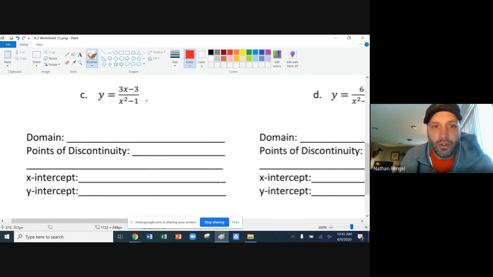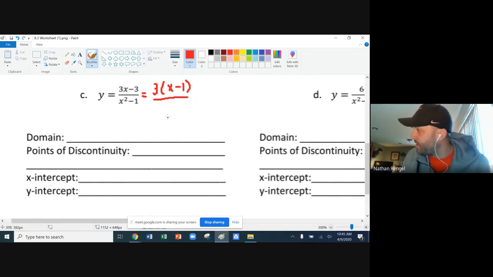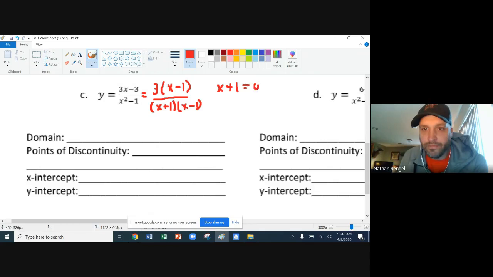So just like we did before, we are going to factor everything before we get started. So there's a common 3 in both of those terms, so 3 times x minus 1. And we have an x squared minus 1, which is a difference of squares, so we'll have an x plus 1 and an x minus 1. And we'll start by finding our points of discontinuity. So we'll take each of those denominator factors, set them equal to 0 to find out which x values make our denominator equal to 0.